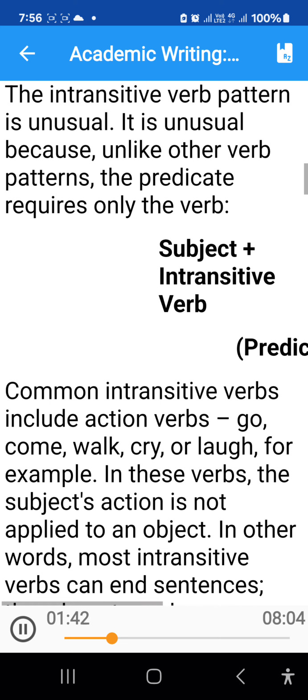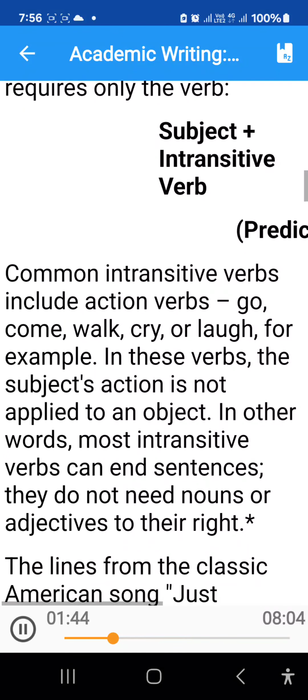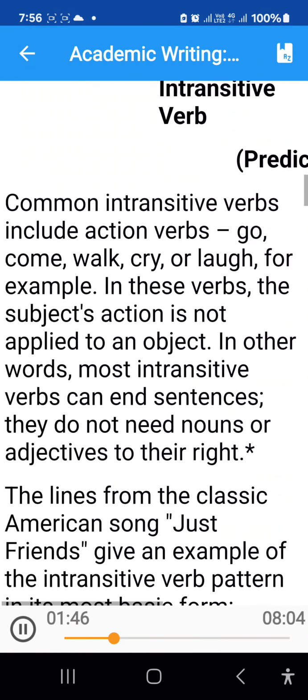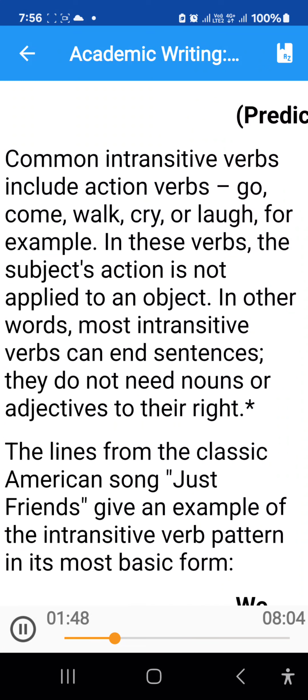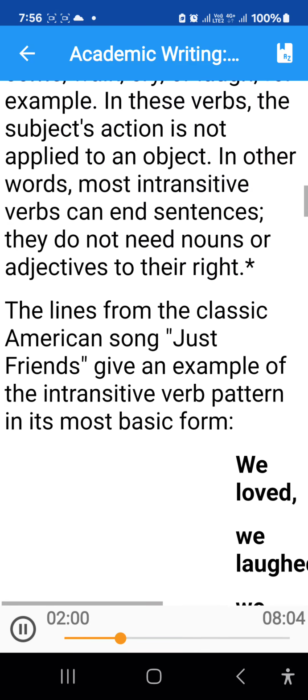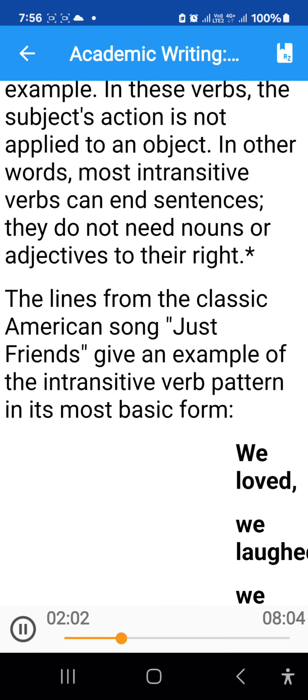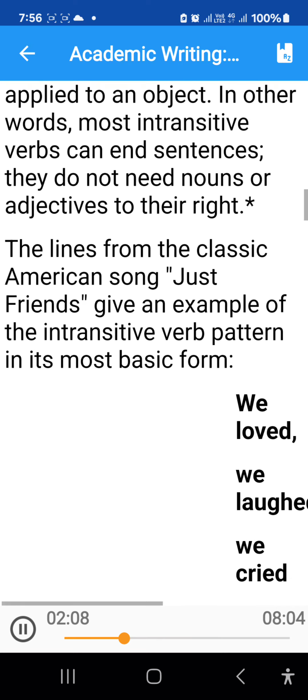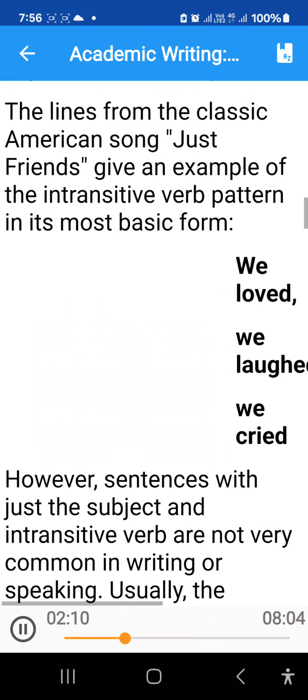Common intransitive verbs include action verbs: go, come, walk, cry, or laugh, for example. In these verbs, the subject's action is not applied to an object. In other words, most intransitive verbs can end sentences. They do not need nouns or adjectives to their right.